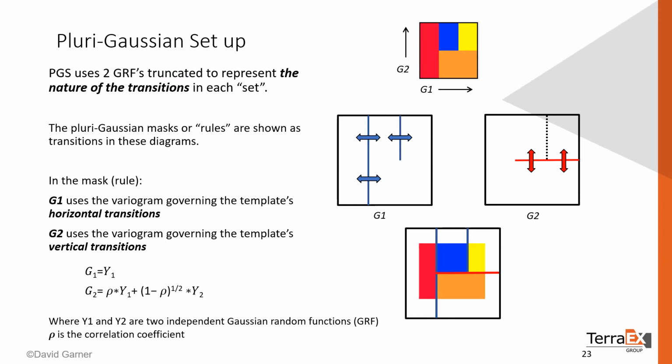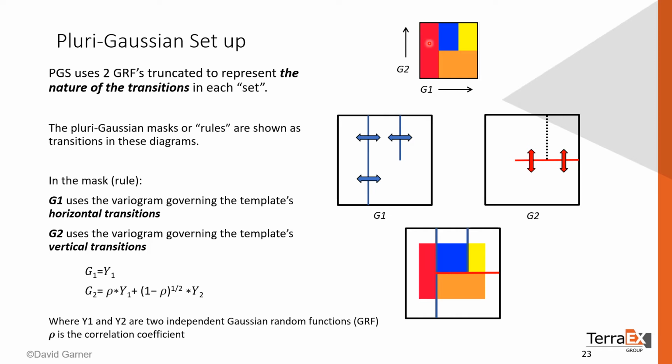So then plurigaussian itself, we have to set up rules for the truncation. We have 2 sets of truncations, and we're really looking at the nature of the transitions in the data. Some refer to this diagram as masks, or rules. I call it a rule set, and these are the transitions we're looking at. So we have two Gaussian random function models. Those are tied back to variograms. And we have two sets of transitions.